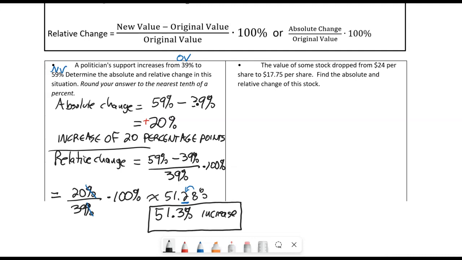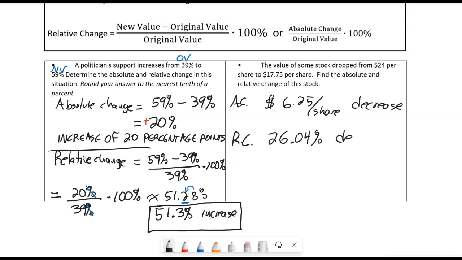Okay, your turn. Go ahead and pause the video and work on the problem on the right. What you should get is this is an absolute change, $6.25 per share decrease. And the relative change, this is a 26.04% decrease.